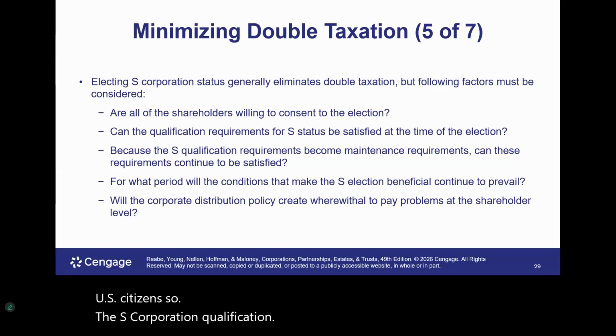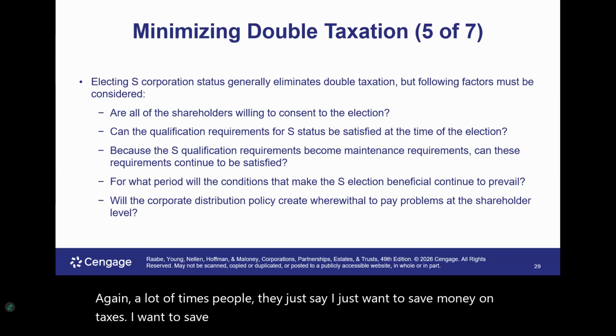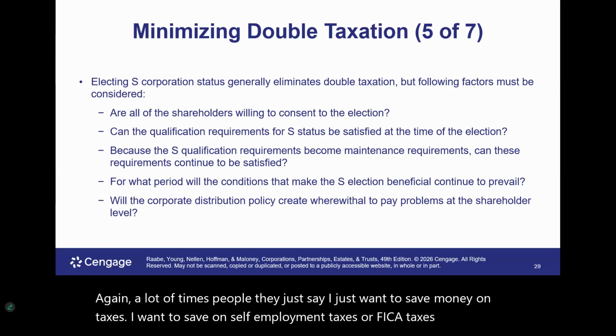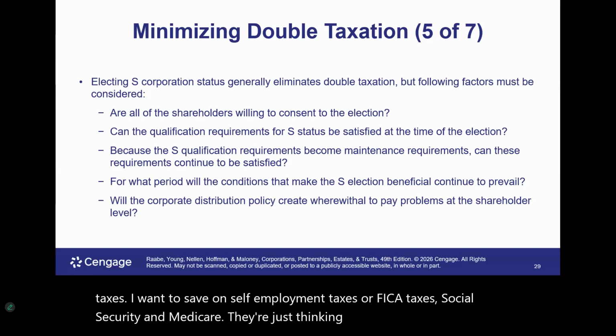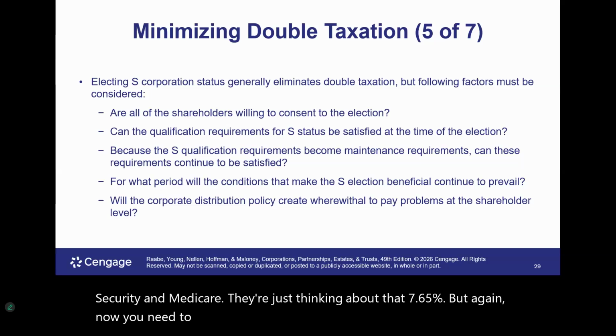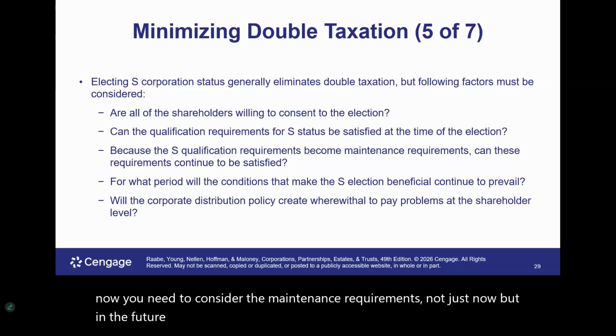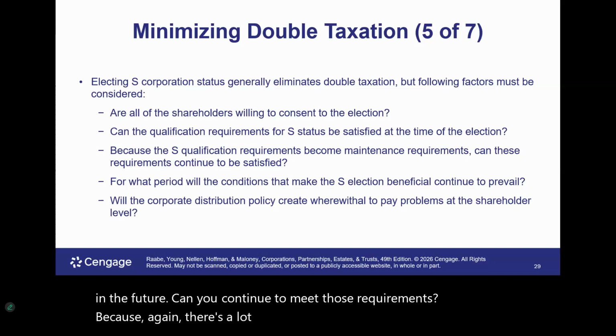again, a lot of times people just say, I just want to save money on taxes. I want to save on self-employment taxes or FICA taxes, Social Security and Medicare. They're just thinking about that 7.65%. But now you need to consider the maintenance requirements, not just now, but in the future. Can you continue to meet those requirements? Because there's a lot of administrative burden associated with becoming an S corporation.